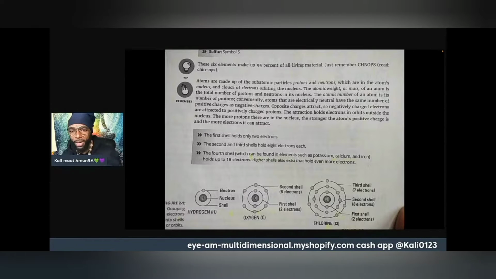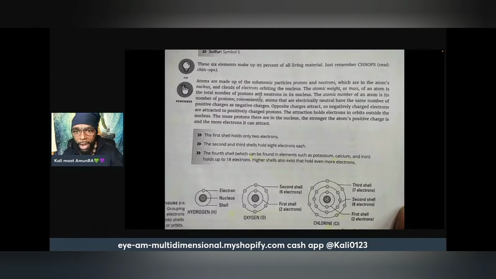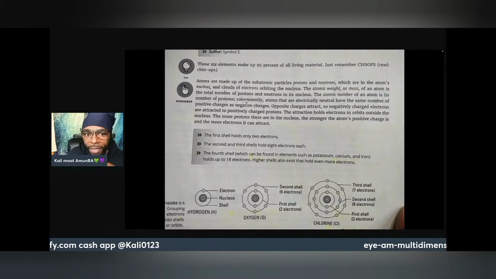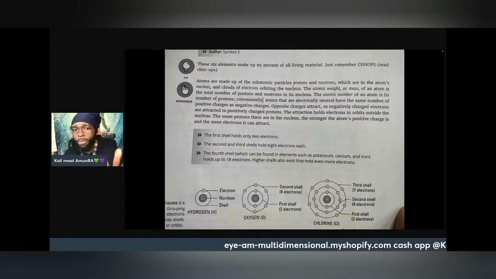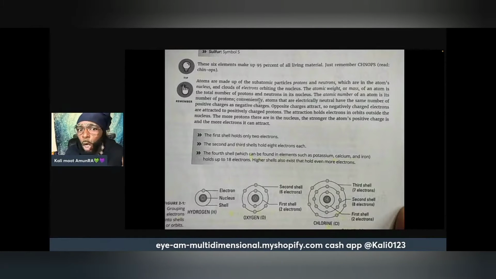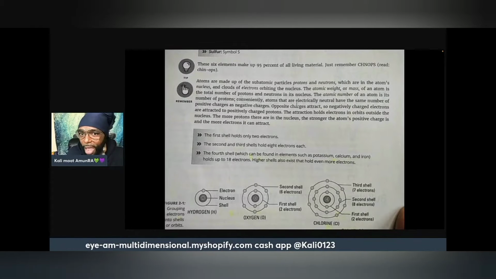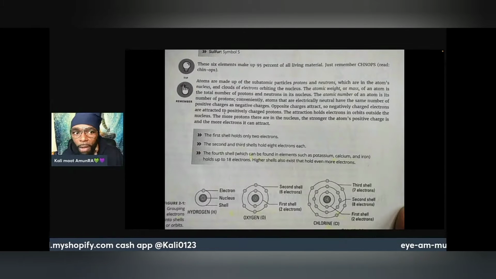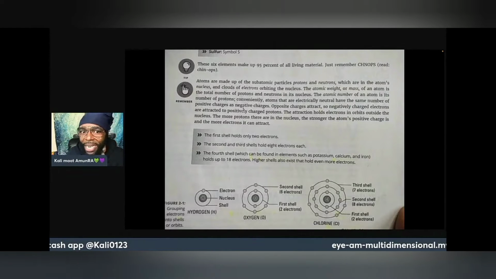I want you to remember this part. I want you to listen to this part right here. The atomic number of an atom is its number of protons. Conveniently, listen, conveniently for who? I want you to remember this. Conveniently for who? Atoms that are electrically neutral have the same number of positive charge as negative charge.